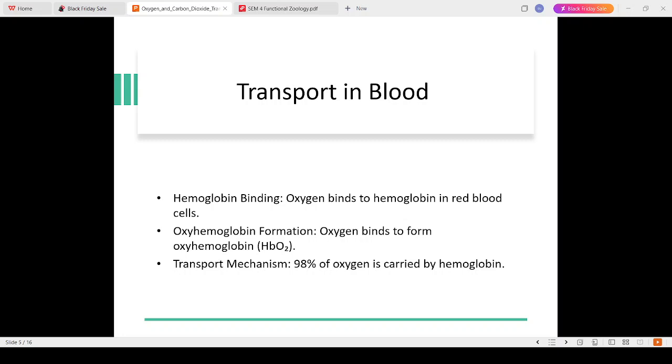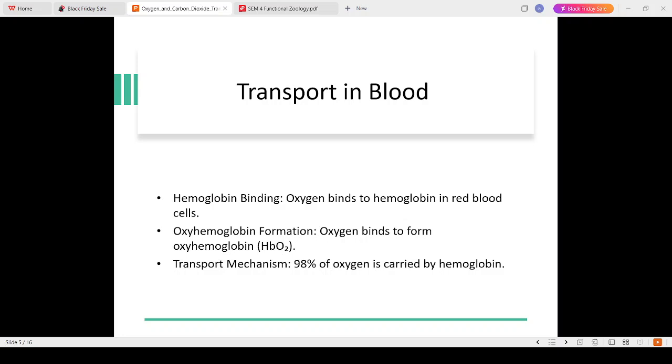I will show you that. So this is the oxyhemoglobin. See, this is what is happening during oxyhemoglobin formation. Here there is a picture and you can see that.